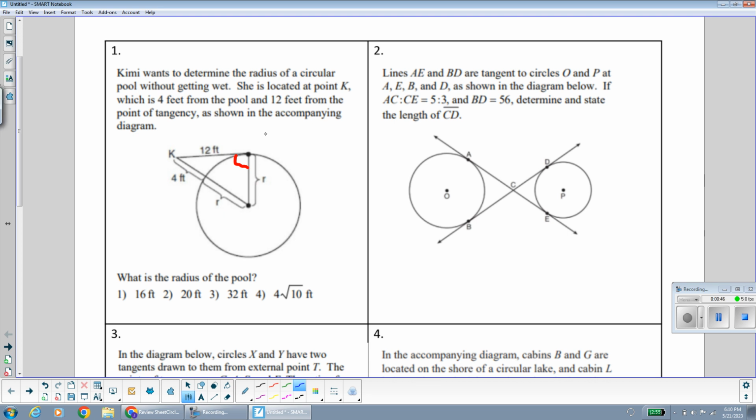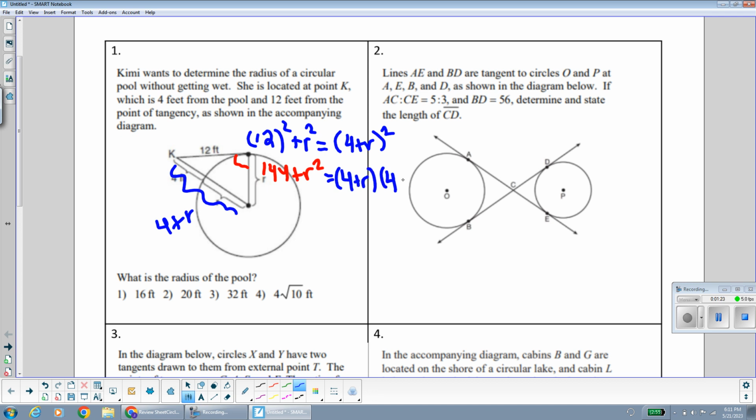So we have 12 squared plus the other leg is r squared, and that's equal to 4 plus r squared, because the whole hypotenuse would be 4 plus r. So here we have 144 plus r squared equals, be careful here, 4 plus r squared is really 4 plus r times 4 plus r.